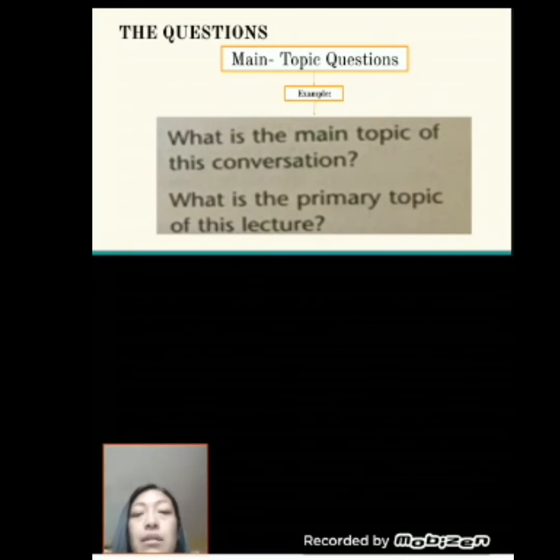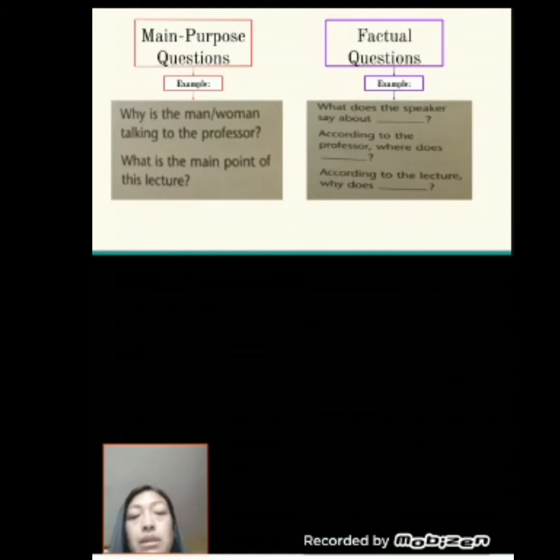Another type of question is main purpose questions. This asks you why in general the speakers are having the conversation or why the lecture is being given. The probable number per test is from 1 to 2. Here we have the next example. Why is the man talking to the professor?